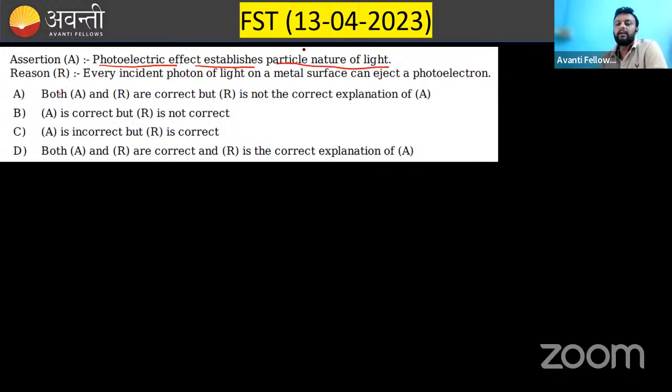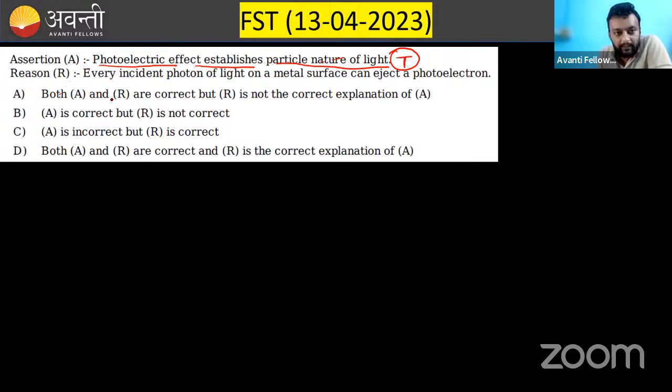This is the well-known thing that there are certain phenomena which show wave nature. There are certain phenomena which show particle nature. So photoelectric effect is one of the phenomena which shows particle nature. So assertion is completely true. Assertion is true. Very good.